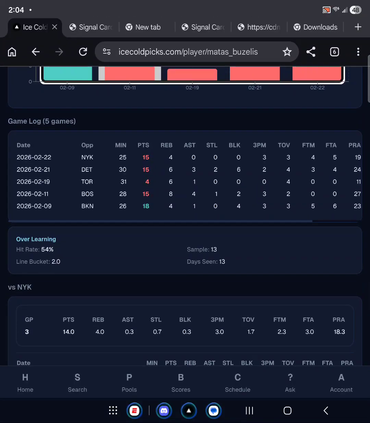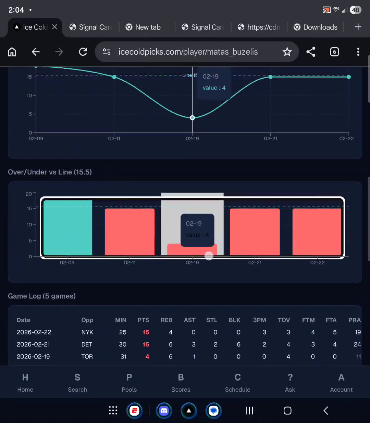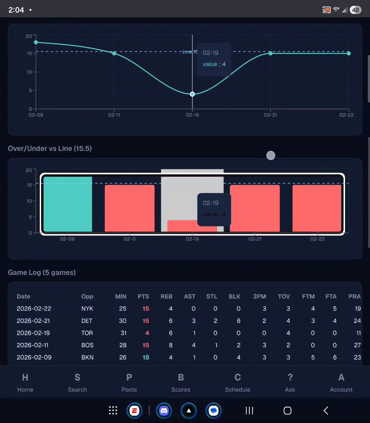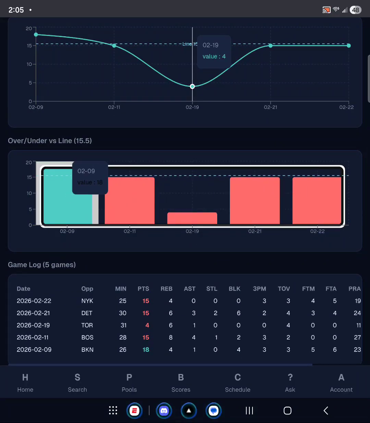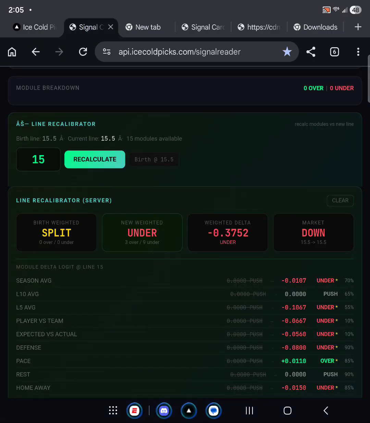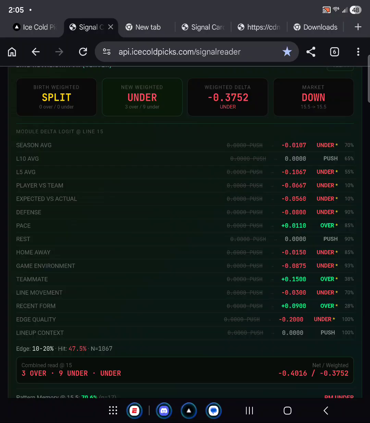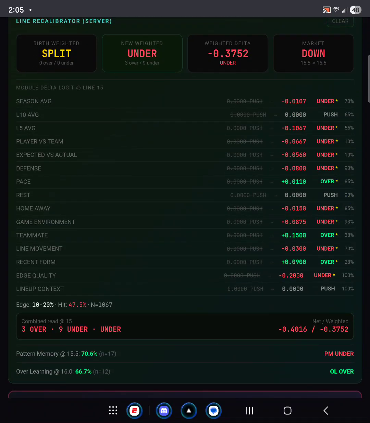And this over-learning hit rate, don't get confused. This is actually going to be referring to the under. It doesn't tell you all the information, so you really have to have both devices being used. But so now I see that his last 5 is pretty much under. He only cleared it once, so I see what the signal is talking about now. So now I'm having everything in here say under, under, under, under, under, under, under.